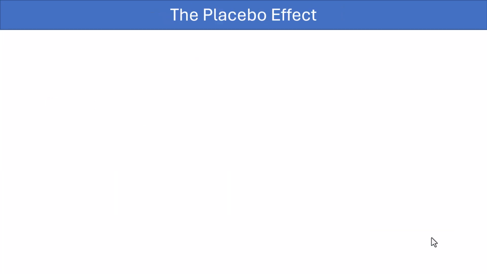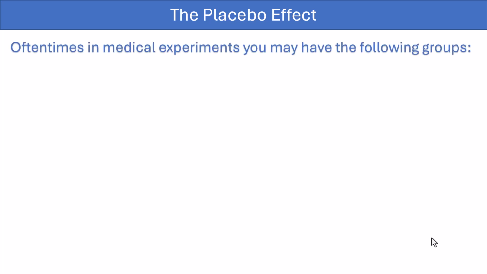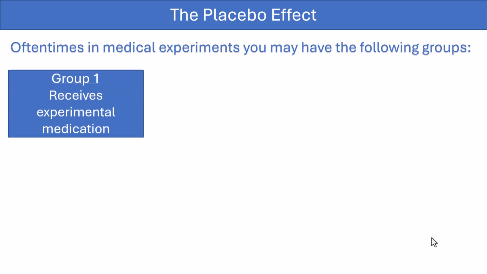Okay, there's something else we should discuss that you're probably familiar with, which is called the placebo effect. So oftentimes if you have a medical experiment, you might have the following types of groups. You might have one group which is going to receive the experimental medication that you were trying to see if it works, right? So you have this new medication that's supposed to cure this illness or disease, and that's really the main group that you want to test, right? You want to see if this experimental medication works.